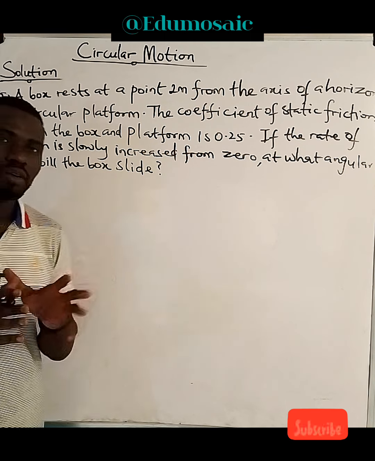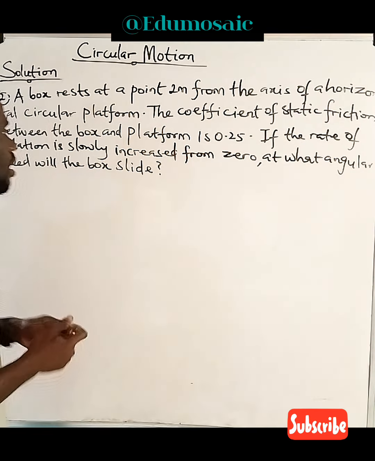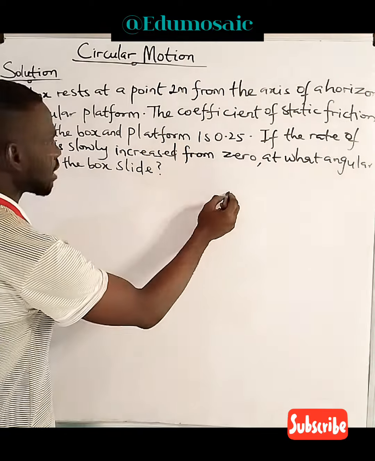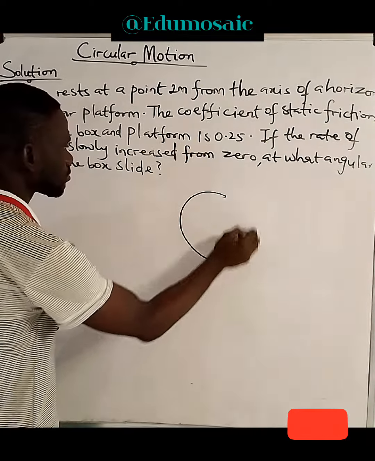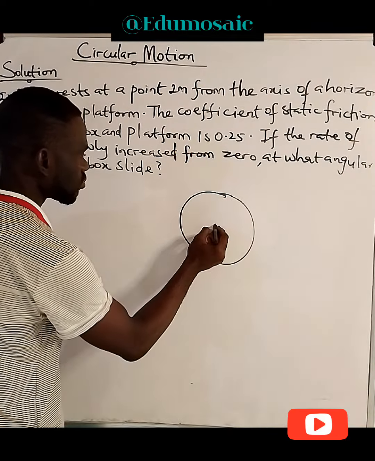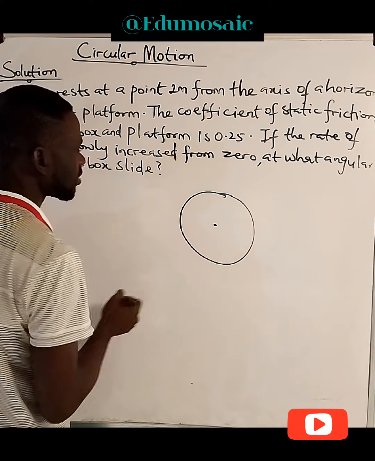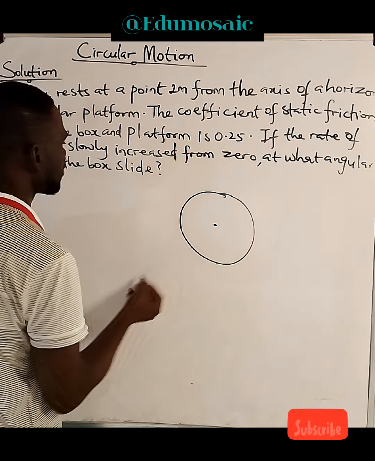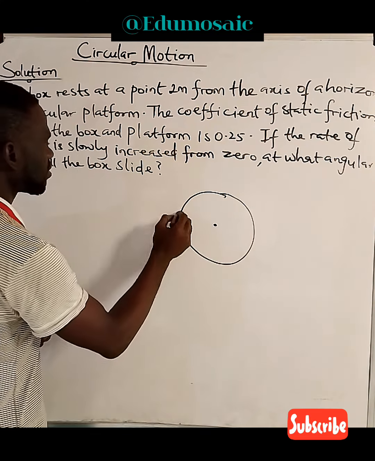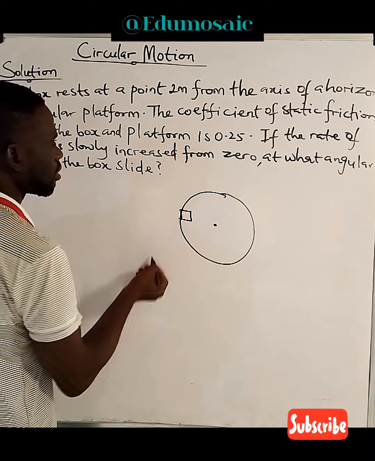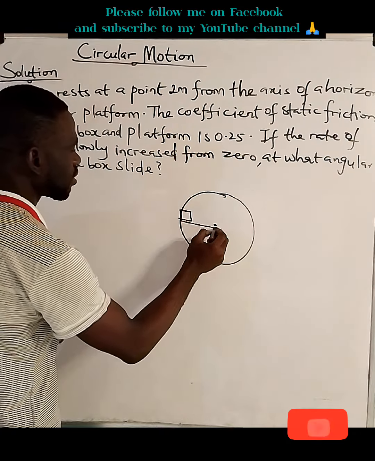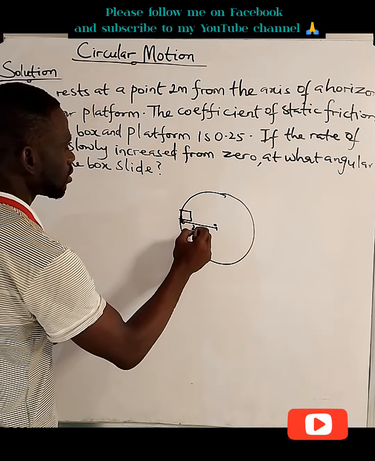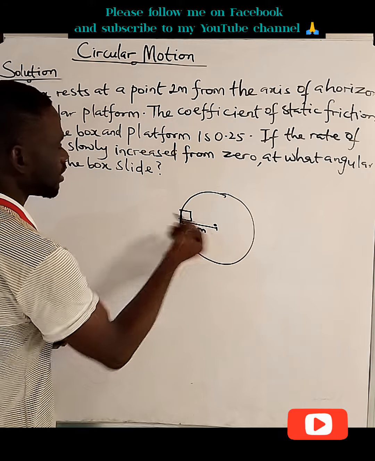So first we're going to have a kind of pictorial interpretation of this. So we have a circular platform like this. There's a circular platform, and in the middle is the center of the circle. So here's a radius, here's a radius. The box sits right here, about 2 meters from the center of the whole platform. 2 meters, that's the radius. This is what we're talking about.